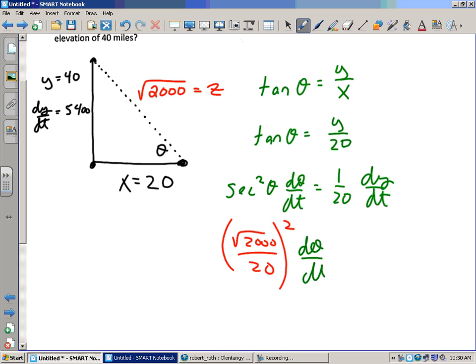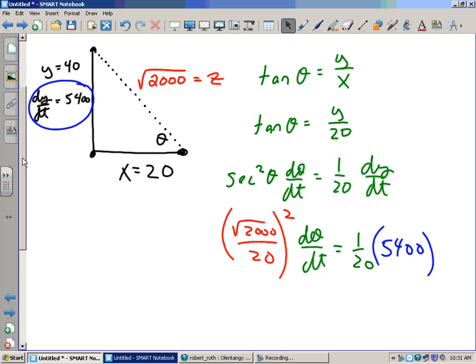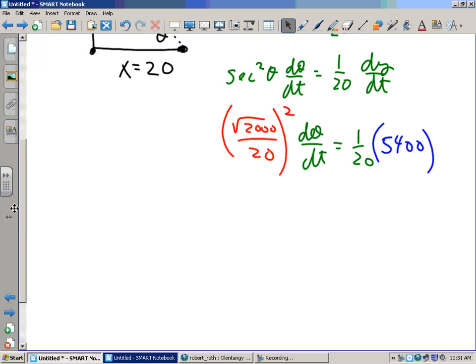d theta over dt, 1 over 20. And dy over dt, that was the rate of change of the rocket, so that is 5,400. Okay, so from here, we're going to square what we see in red, multiply by its reciprocal to the other side, and d theta over dt represents the rate of change of the angle, 54 radians per hour.